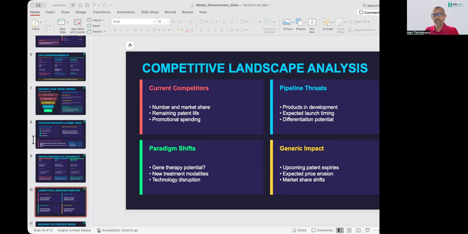Then look at the promotional spending. Products backed by heavy marketing investment will be harder to displace. And look forward: what new products are in development? Are there any new mechanisms of action, what you would call a paradigm shift on the horizon, like gene therapies or a CAR T therapy that could fundamentally change how the disease is treated? Essentially, such treatments take patients off the patient pool. The market essentially shrinks. And now don't forget generics. If major branded competitors are going off patent in the next few years, that changes the competitive dynamics entirely, and the market attractiveness is impacted negatively.